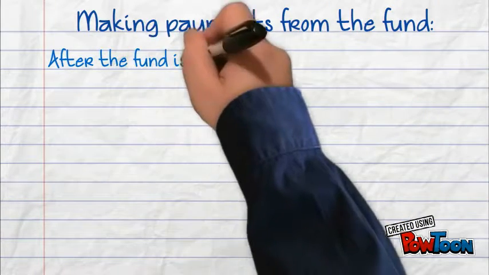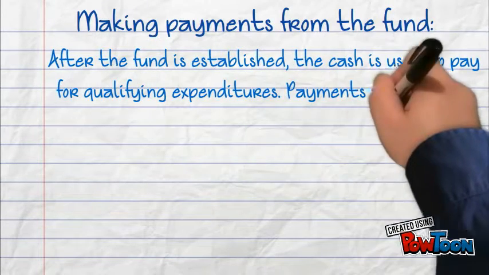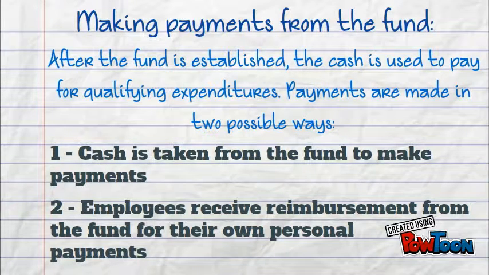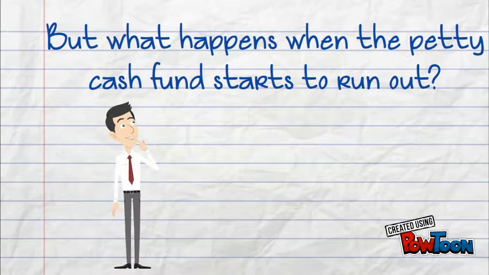Now that the fund is established, payments are made in one of two ways. Cash can be taken from the physical fund itself to make payments, or employees can receive reimbursement from this fund for payments they have personally made. But what happens when this petty cash fund starts to run out?